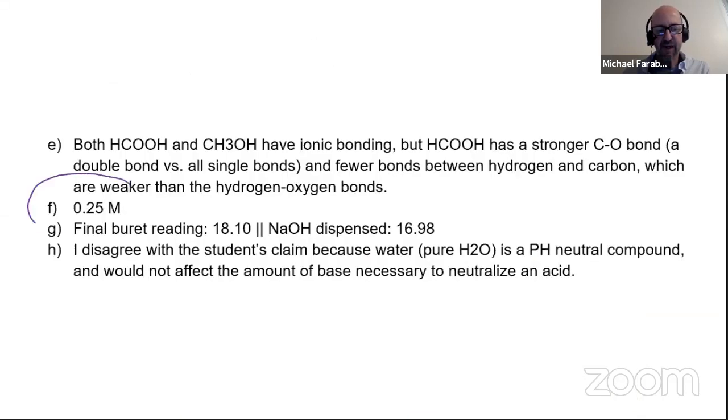Reminder, if you're going to type your answers, you have to show work. So in part F, all I see is the correct answer, but I don't see any supporting work. So be careful that you don't fall into that trap.